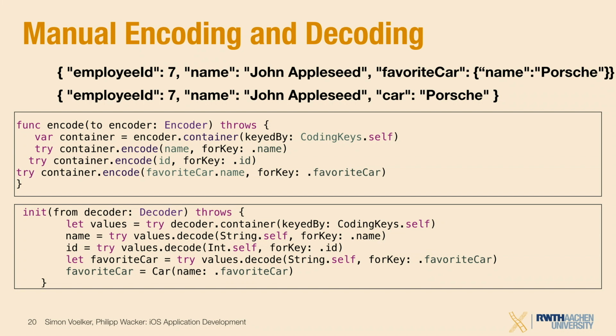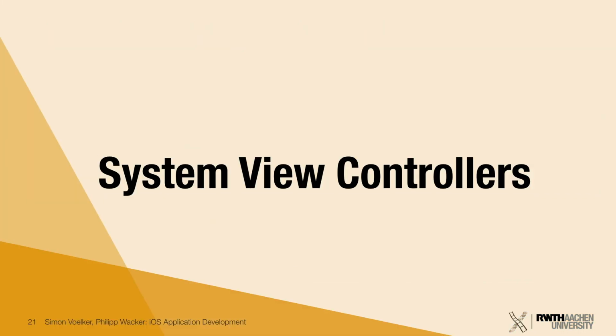So for the second part of the lecture, I want to talk a little bit about system view controllers. Go a little bit into iOS. Does anybody have an idea what a system view controller could be? No idea. Okay, system view controllers are basically predefined control sets that you can just put into your application.